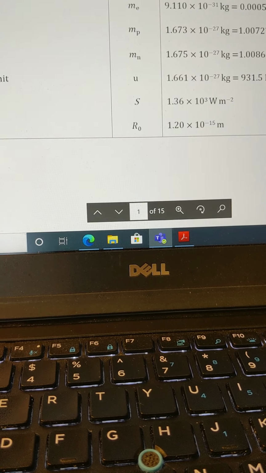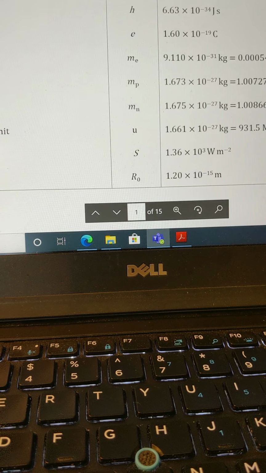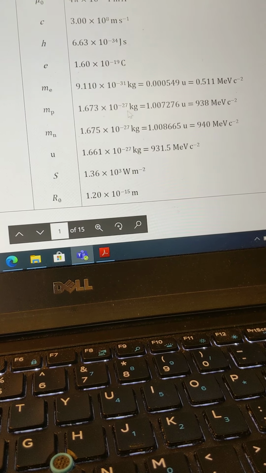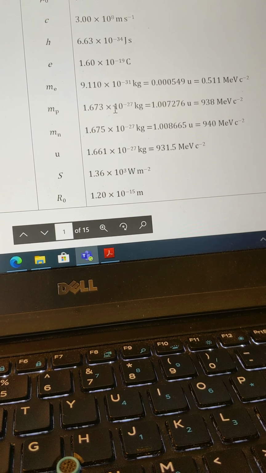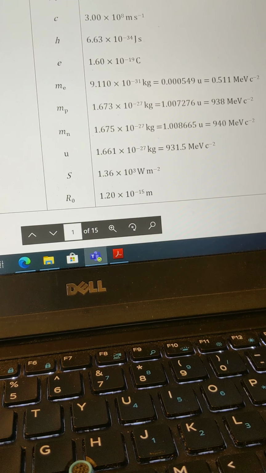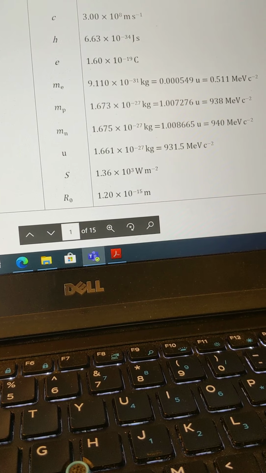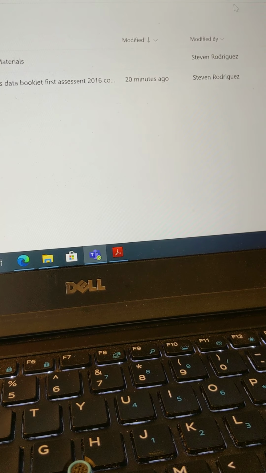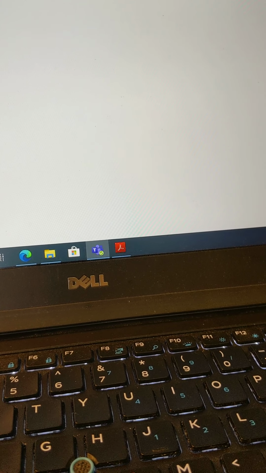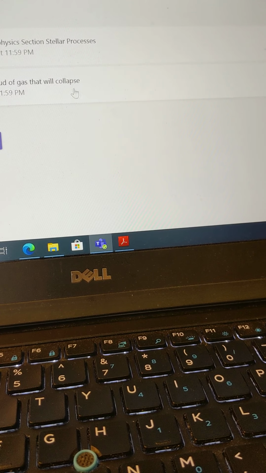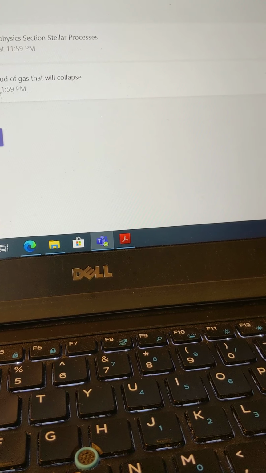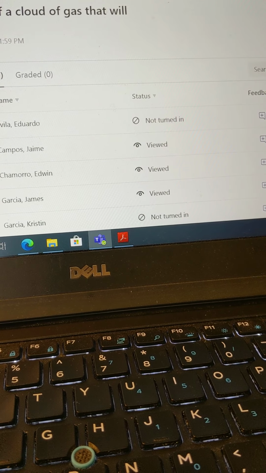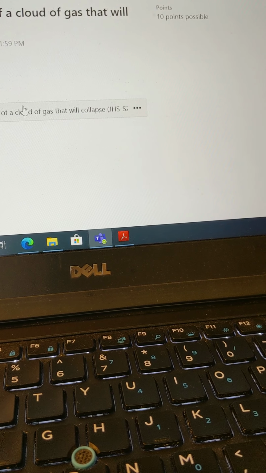Okay, so hydrogen is mostly made of protons. So I find the rest mass of a proton, and I can see it right here: 1.673 times 10 to the minus 27. All right, and then I'm going to go back to Teams and take a look at those questions. Let's get a student view of it here.